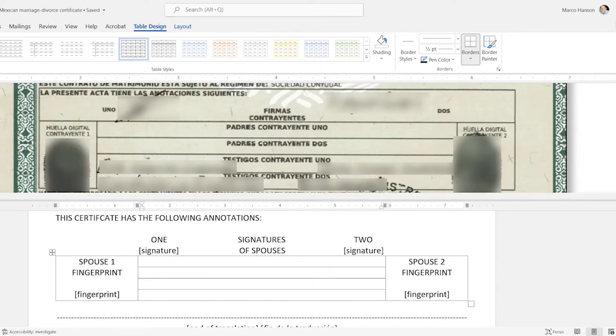We have the description of the different parties involved. Padres, contrayentes, uno. Spouse one's parents. Copy and paste. Control E is the shortcut for centering. Spouse two's parents.